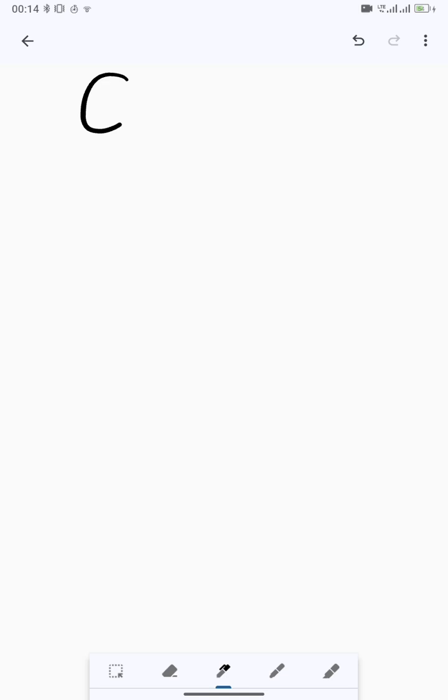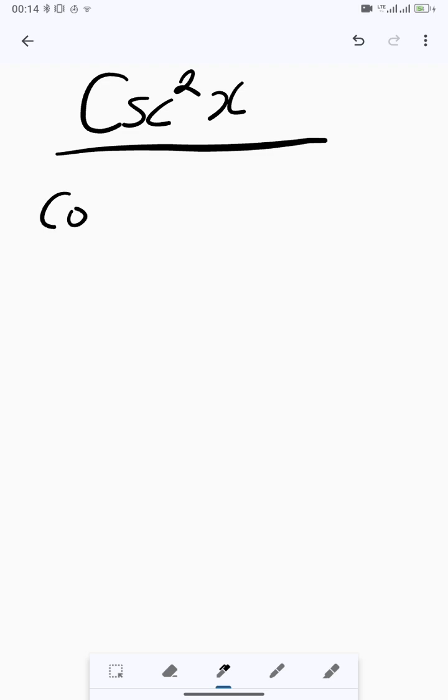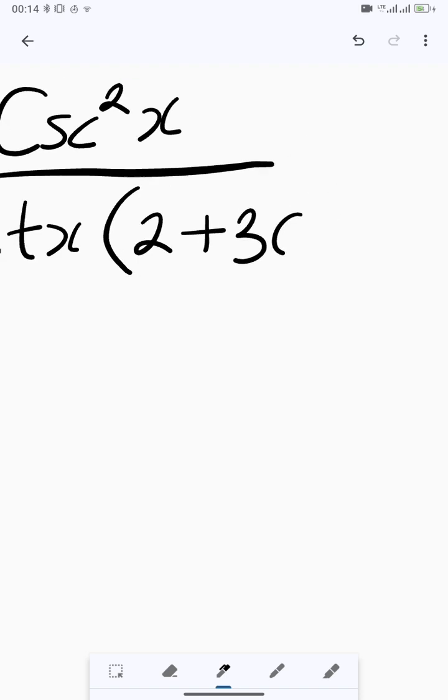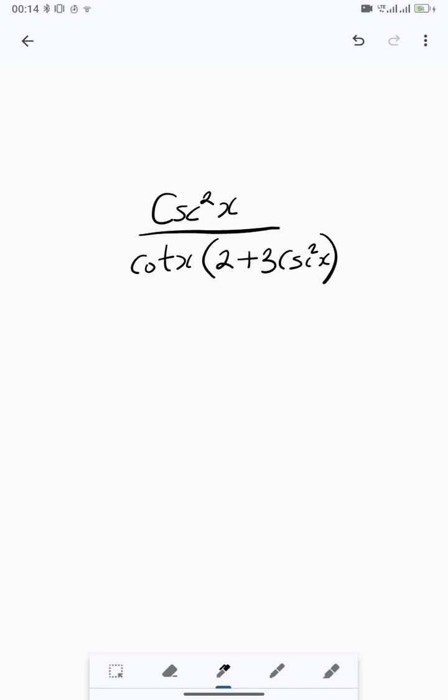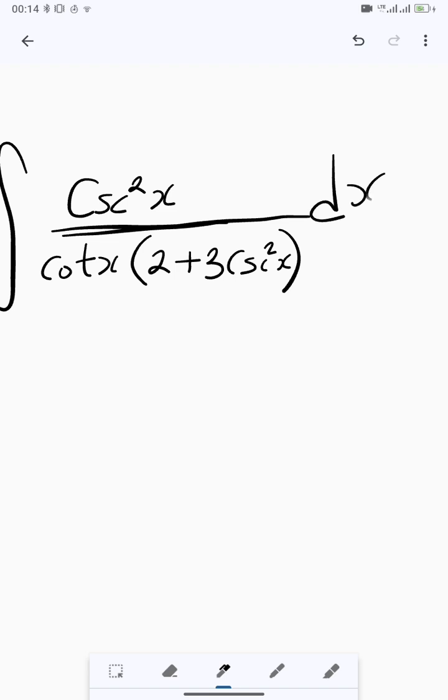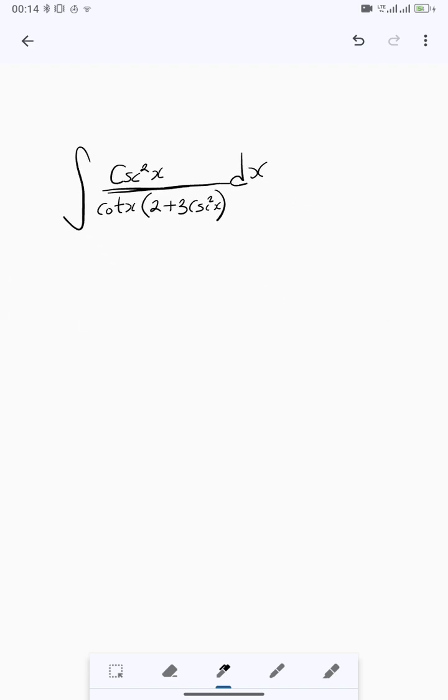So the question was, if I still recall well, cosec squared x over cot x, and in the bracket you have 2 plus 3 cosec x, then the integral dx. So you just have to find the indefinite integral.